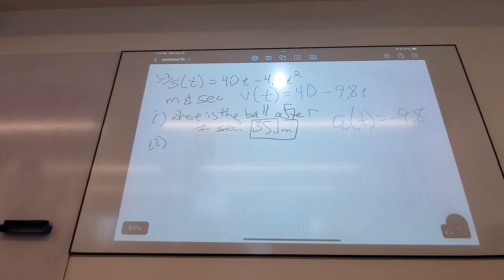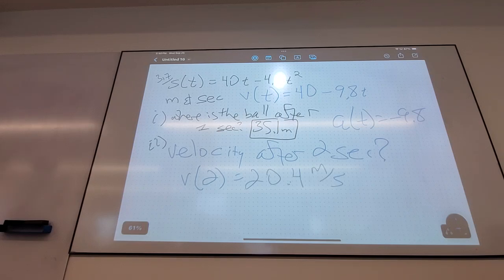So if I ask you what's the velocity after 2 seconds, what would you do? Plug it in. So velocity at 2 would be what? What'd you get? 21.4? 20.4, yes, okay. Meters per second.